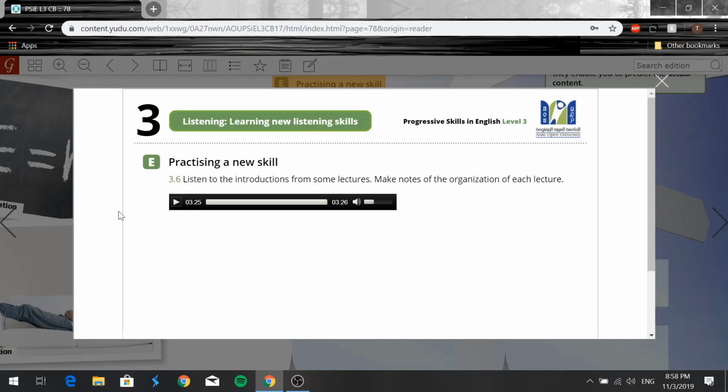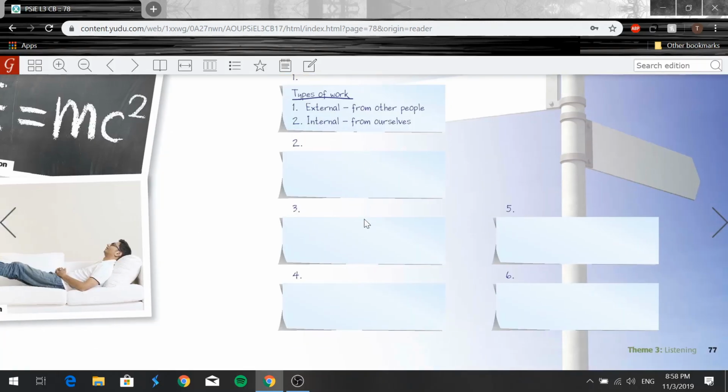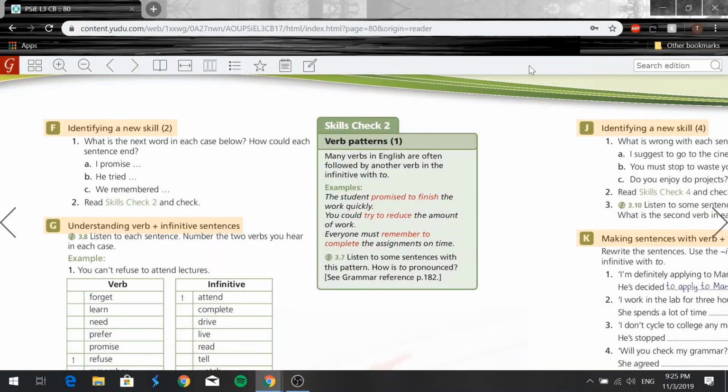Okay, so that was writing notes of the organization of each lecture, you guys. I think that's about it. Now let's move on to the next page. Alright, you guys, so now let's move on to the next page. Here we have identifying a new skill 2.